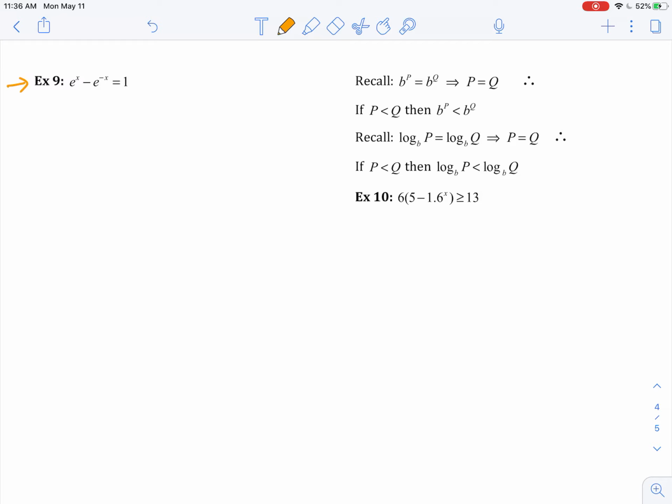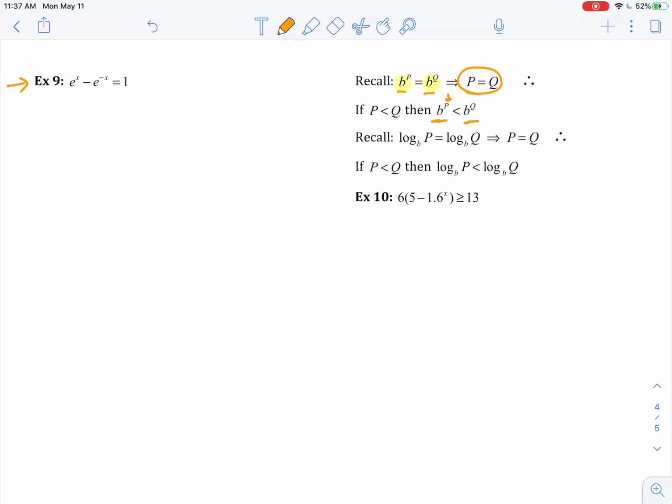So we had just talked about if we had two quantities that were equal to each other and the bases are the same, then we know that the exponents have to be equal to each other. Well, in terms of inequalities, that same thought process: if p is smaller than q, then a base raised to the smaller exponent is less than that same base raised to the bigger exponent. This side would have to be smaller than this side.